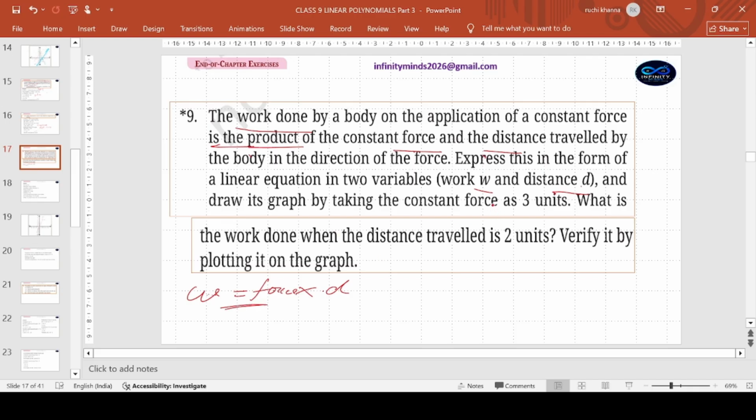Now constant force is 3 units. Force is a constant 3. So basically what we get is W is equal to 3D. Isn't it? Force is a constant 3. So W is equal to 3D is what we get. What is the work done when the distance is 2? Force is fixed, so your W and D are going to be the variables. Now when the distance is 2, 3 2s are 6. Or if the work done is given, you can calculate the distance, for example. And all of this needs to be plotted on the graph.